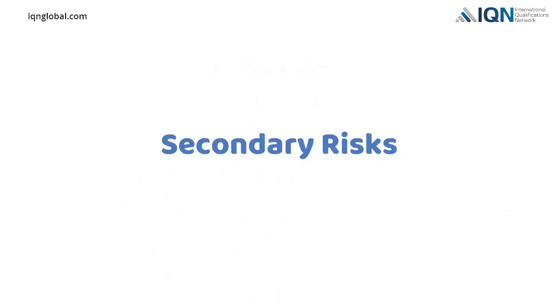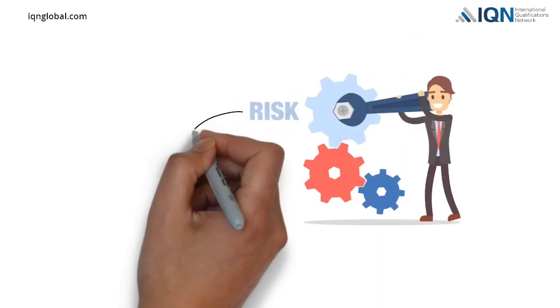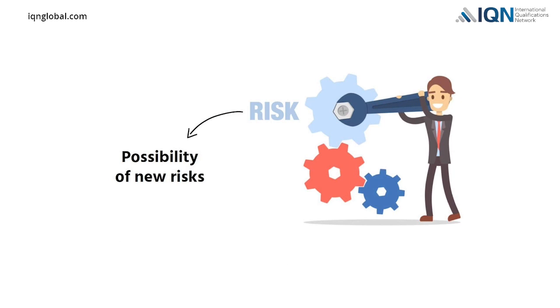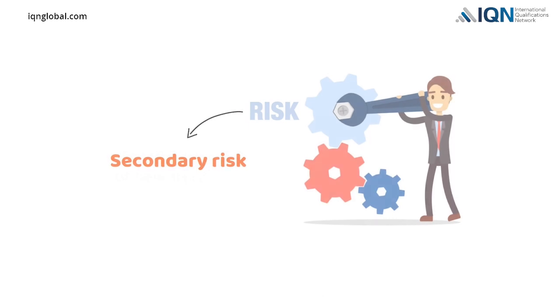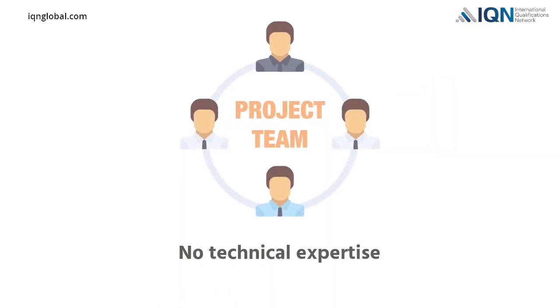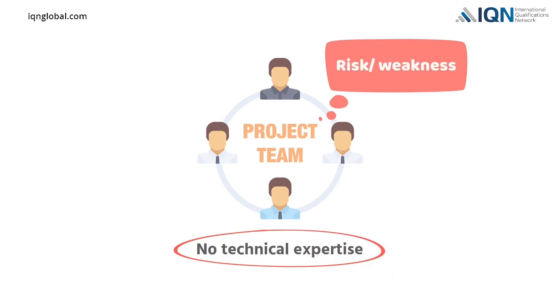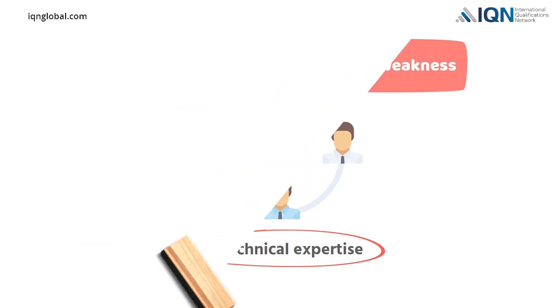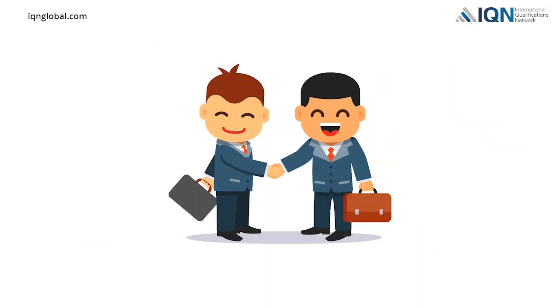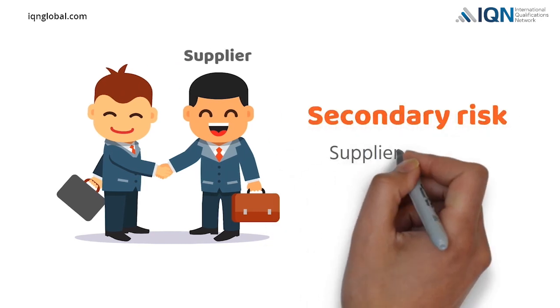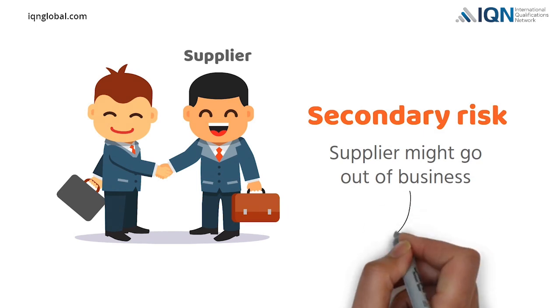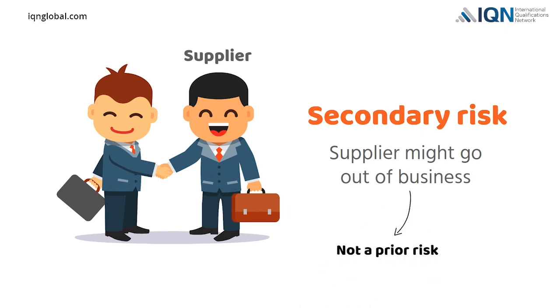Secondary risks. Frequently, a response to one risk will create the possibility of new risks that would otherwise not have occurred. This is known as secondary risk. Let us assume a project team did not have the technical expertise to complete a part of the project activity. The team considered their inexperience as a risk or weakness to complete that activity successfully. So, as a response, they decided to outsource the part of the activity to a supplier. However, there was a secondary risk that the supplier might go out of business. This was not a risk to the project prior to the outsourcing decision.